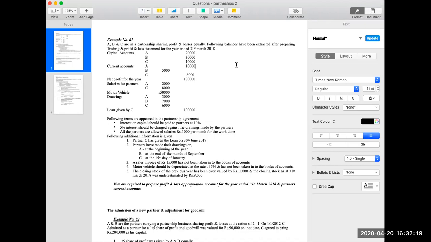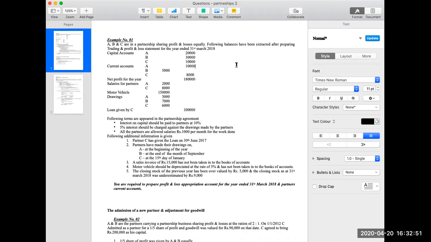Right. Then we will see interest on capital should be 10%. Capital accounts are given: A 20,000, B 30,000, C 10,000. So 10% of each. Interest on capital: A 2,000, B 3,000, C 1,000. So these are debited to the P&L appropriation account. Total comes to 6,000.